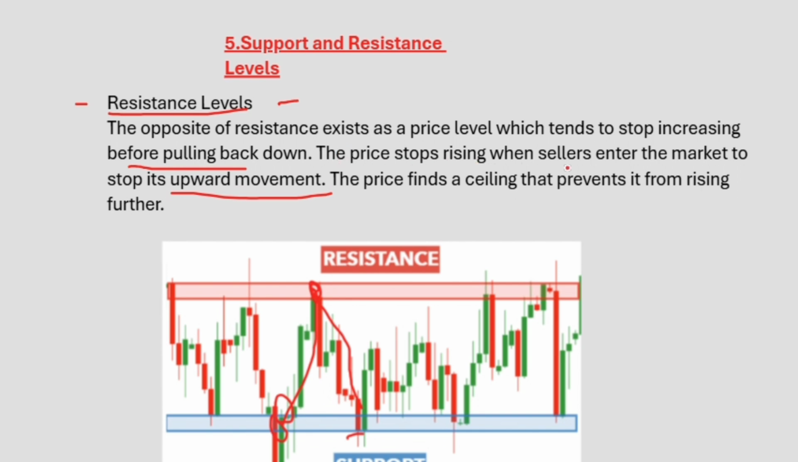The price stops rising when sellers enter the market to stop its upward movement. So the sellers enter the market around here, the resistance level, this level here is the resistance level. The sellers enter the market around here and push the price lower, stopping the buyers from buying. The price finds a ceiling that prevents it from rising further.